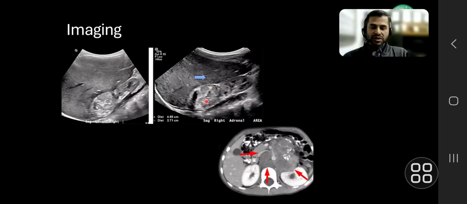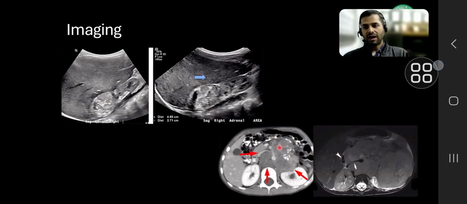In 90% of neuroblastomas, there will be calcifications in the lesion. Cross-sectional imaging is ultimately needed for mass characterization, and it is also needed for evaluation of metastatic disease and to determine the stage of the tumor.